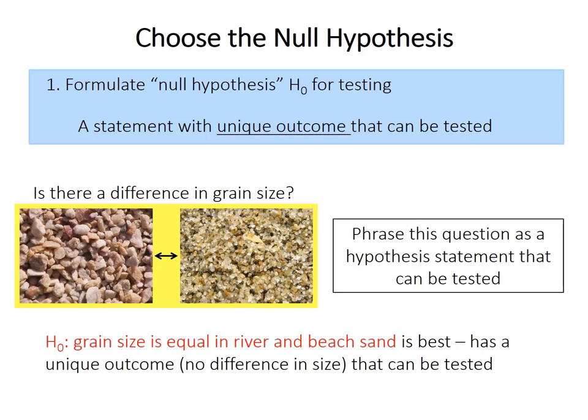A null hypothesis, for example, that river sand is bigger than beach sand, even if that's what you think is true, isn't a good null hypothesis because there are an infinite number of ways in which river sand could be bigger. It could be twice as big, three times as big, half, you know, 0.5 times as big. So it's not easy to test and reject. You want a null hypothesis that has only one outcome, and traditionally that outcome is that there is no difference.